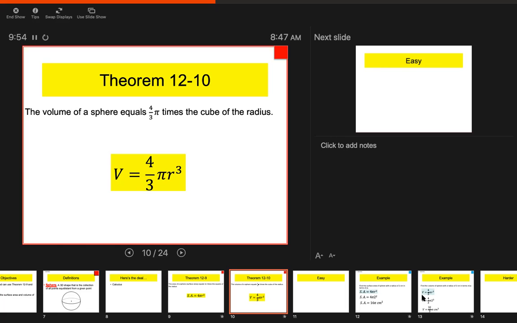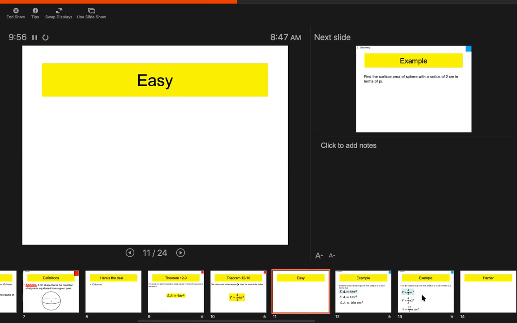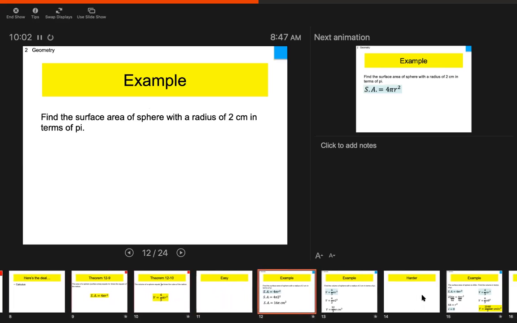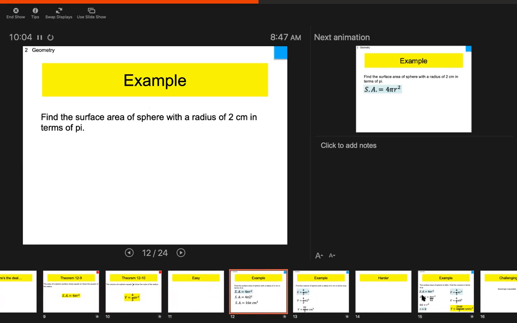All right, ready to do some? Here we go. So we'll do an easy, a medium, a hard, and a very challenging one. All right, so the very easy one, here's the question. It says, find the surface area of a sphere that has a radius of 2 centimeters and leave it in terms of pi.